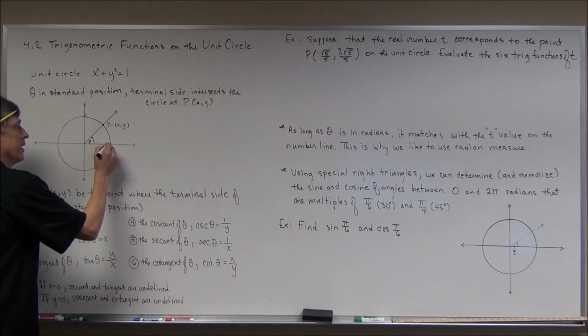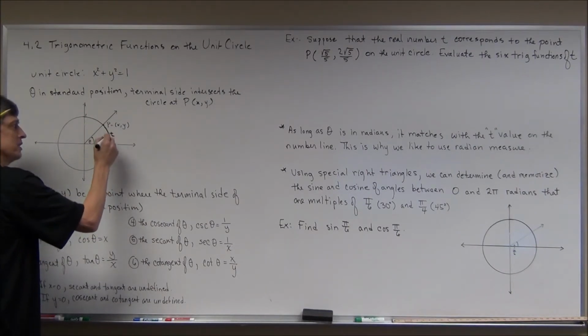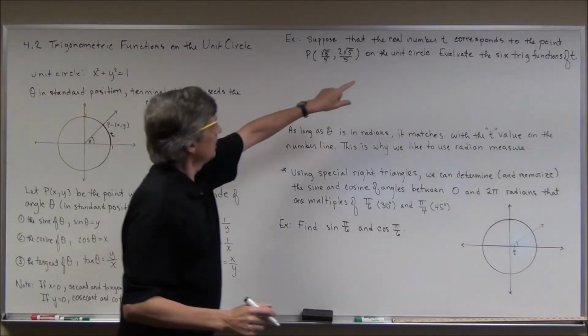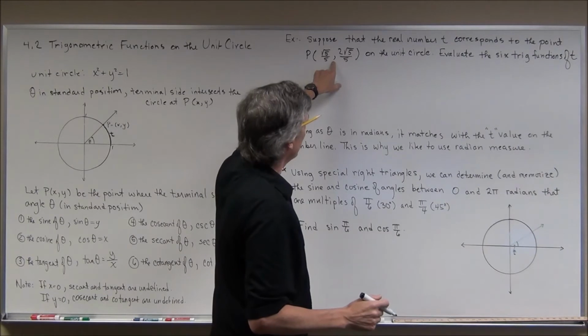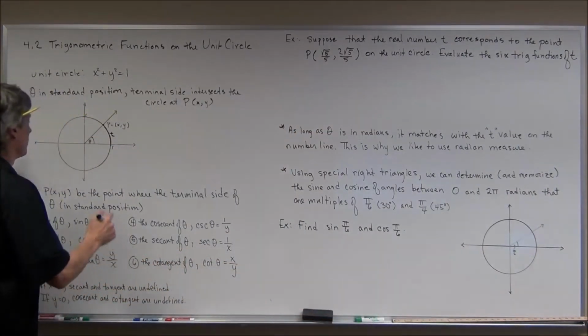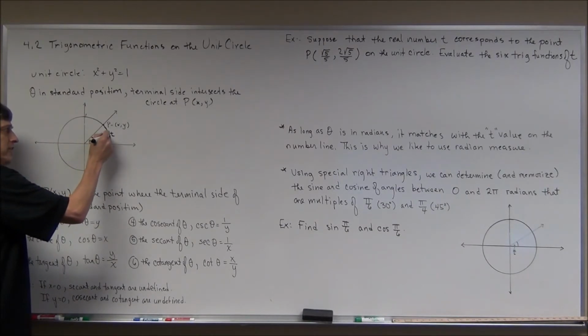What they mean by that is that this distance here would be referred to as t. That this distance here is the distance that corresponds to this point on the unit circle. They ask for the 6 trig functions. This distance here is this angle right here. We are defining this as the angle, t.